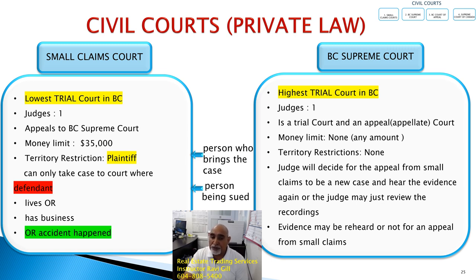There's no territory restriction, meaning the plaintiff can take the case anywhere he wants. He can start the case anywhere he wants. Of all the 10 or 11 jurisdictions of courts, cities that we have, the plaintiff can take the case anywhere he has if he wants the case to start in BC Supreme Court.